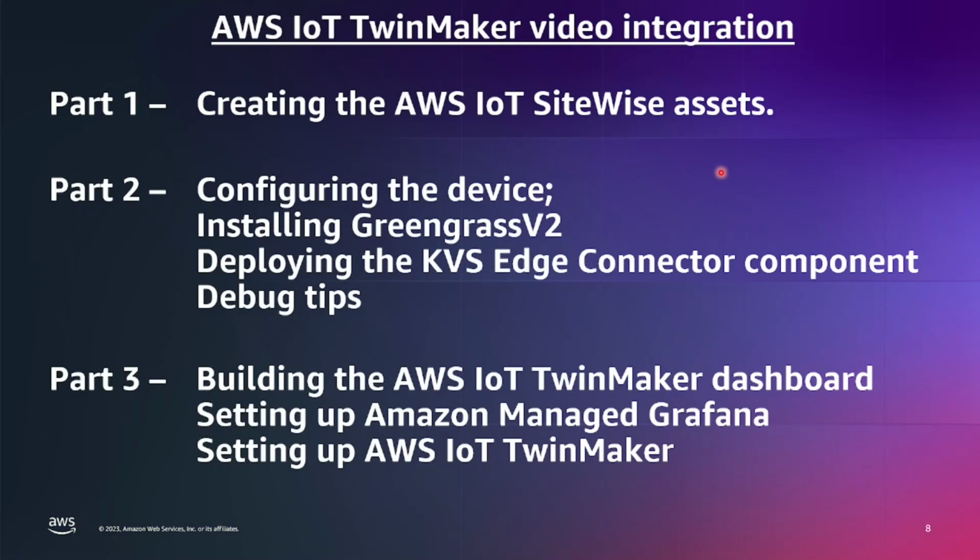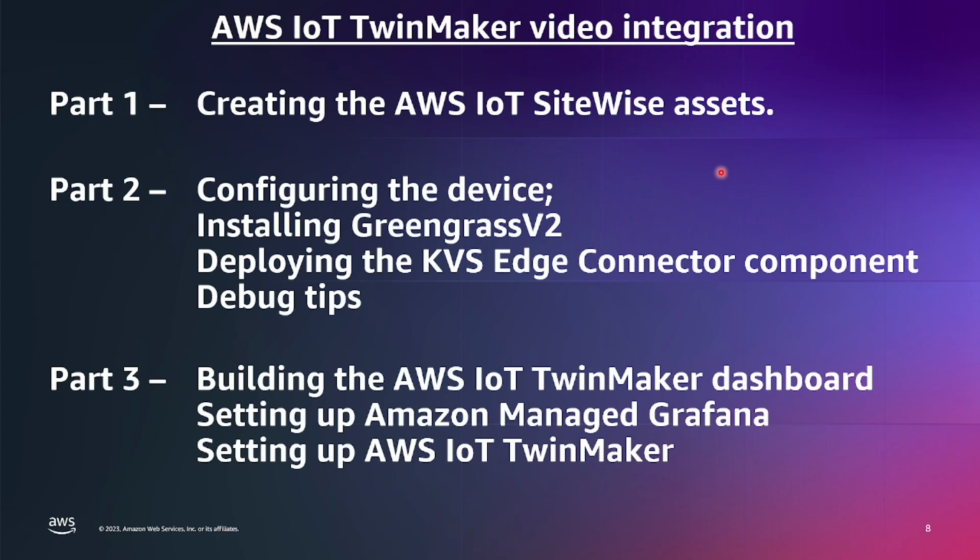I've broken this video series up into three parts. In the first part, we will create the AWS IoT SiteWise assets and set that configuration. In part two, we will configure the device. This involves installing AWS IoT Greengrass V2 on the Raspberry Pi, and then deploying the KVS Edge Connector component and the various configuration steps required to do that.